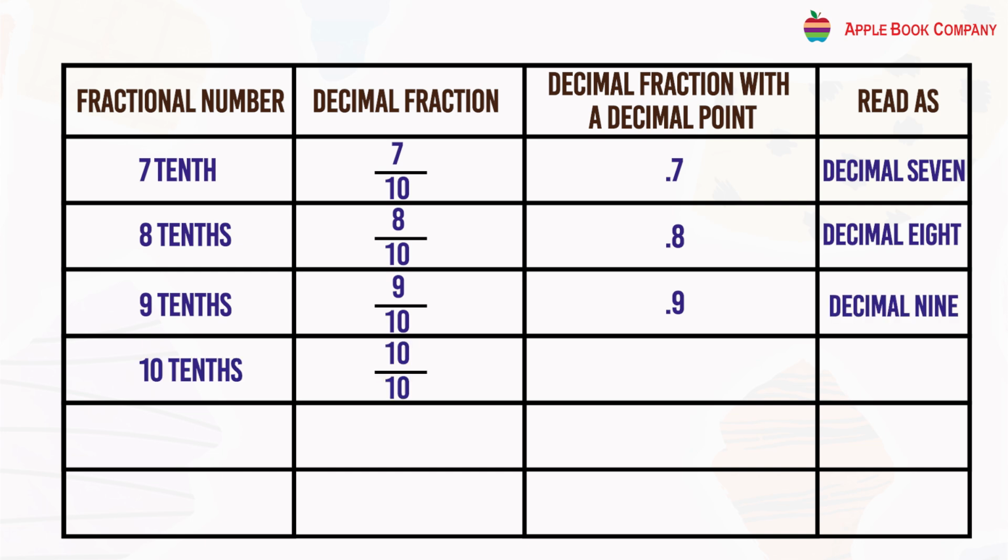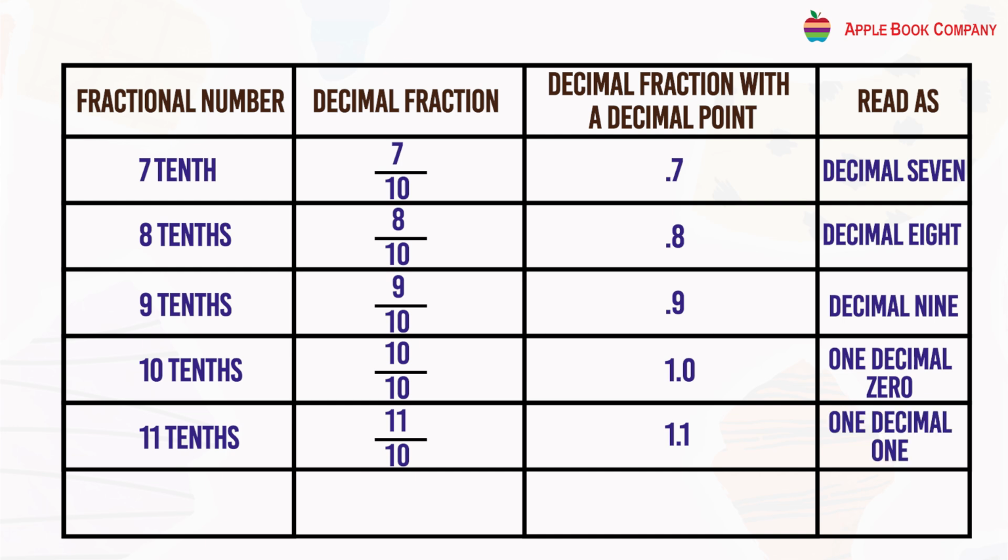10 tenths, 10 by 10, 1.0, 1 decimal 0. 11 tenths, 11 by 10, 1.1, 1 decimal 1. 12 tenths, 12 by 10, 1.2, 1 decimal 2. Remember, we write 1 by 10 as 0.1, 12 by 10 as 1.2, 13 by 10 as 1.3, etc.